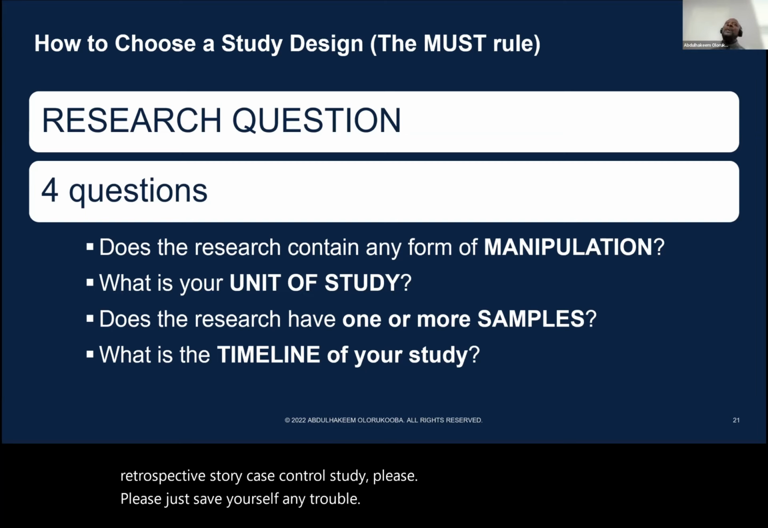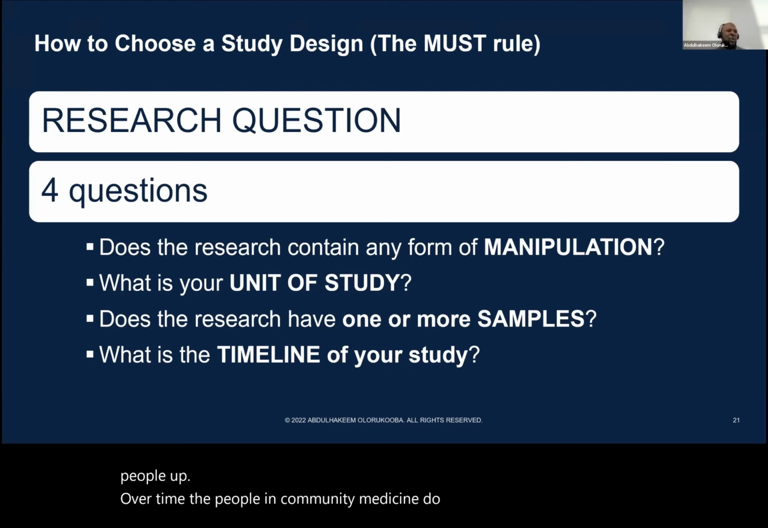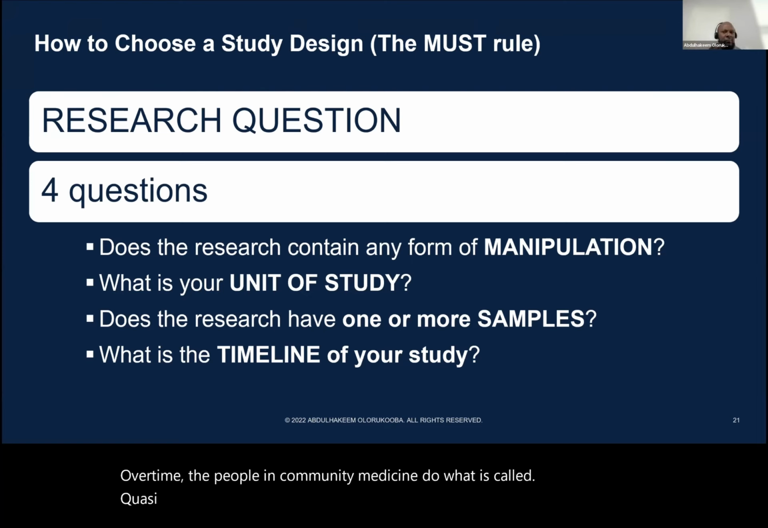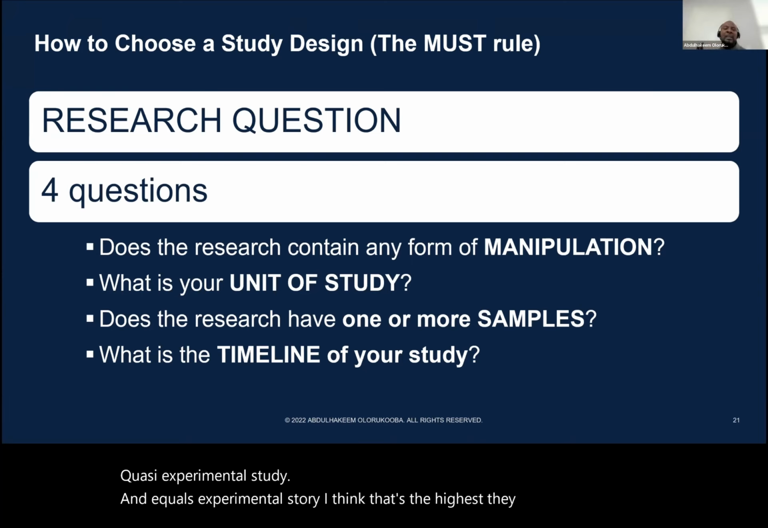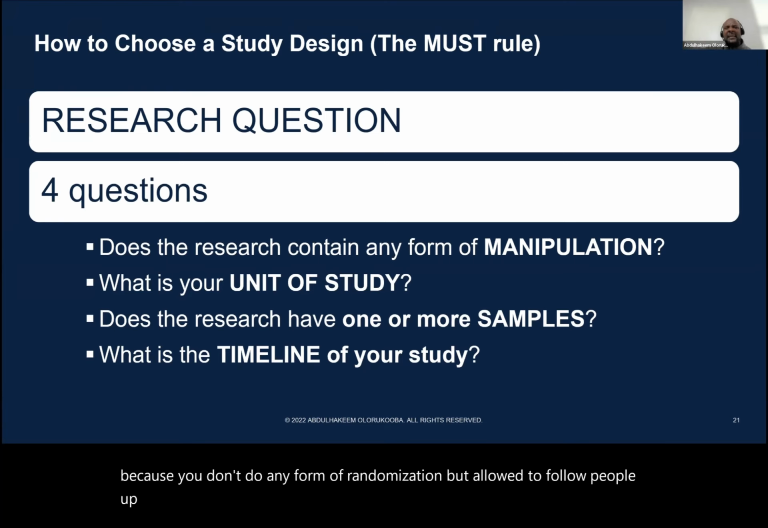But if what you're looking at is exposure and you're going to follow them up, which I know the college is not going to give you the chance to do, to follow people up over time, the people in community medicine do what is called a quasi-experimental study. In a quasi-experimental study, I think that's the highest they're allowed to go, because you don't do any form of randomization, but you're allowed to follow people up for up to 6 months. I think some examiners even allow up to 1 year.